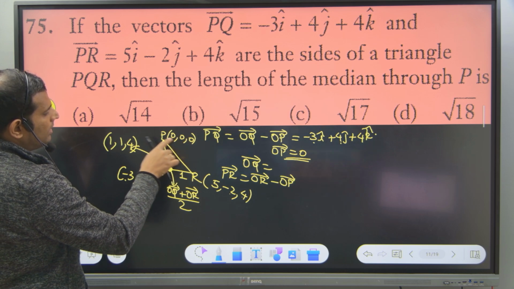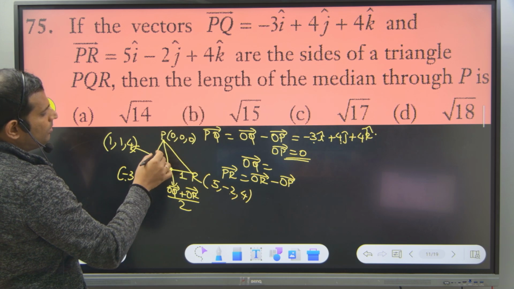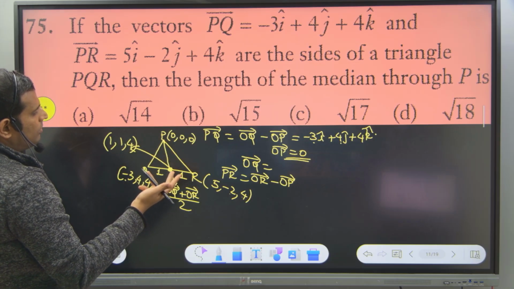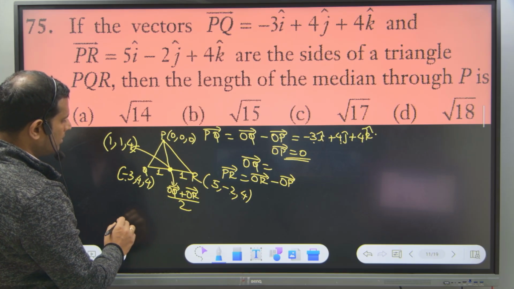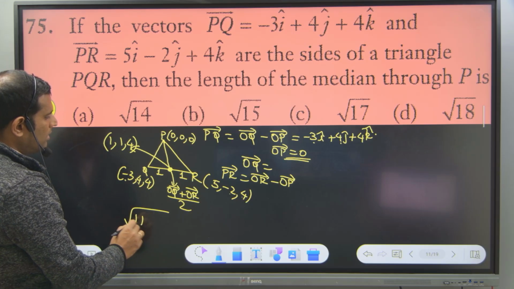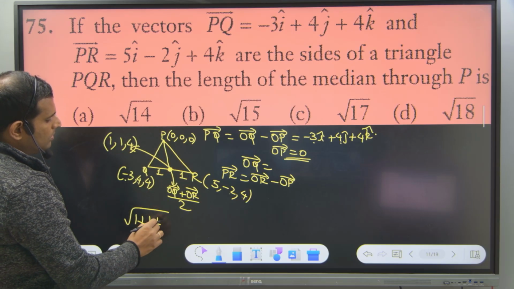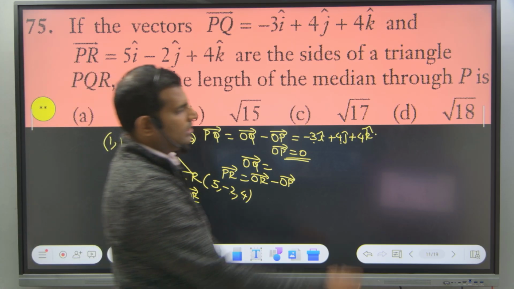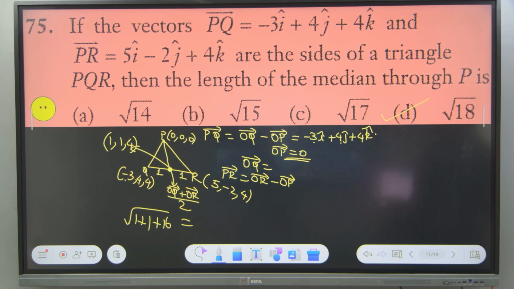And what have we assumed for P? 0, 0, 0. Now length of median means the distance between these two points. Use the distance formula. Which is the right answer? Root of 1 minus 0 whole square, which is 1. Again 1 minus 0 whole square, 1. 4 minus 0 whole square, 16. Root 18. Option D.